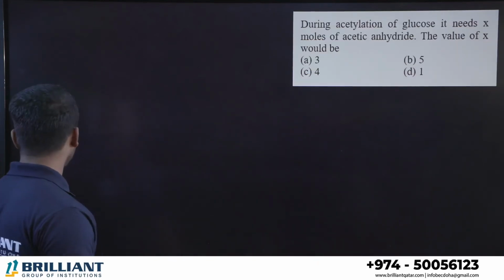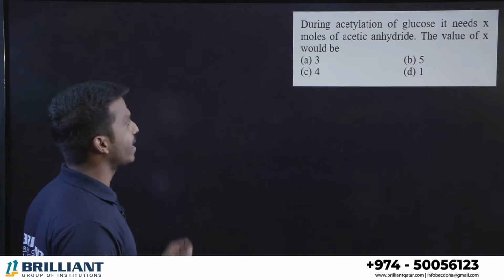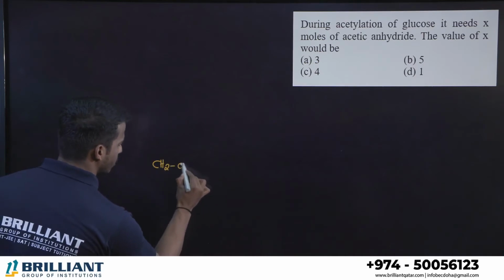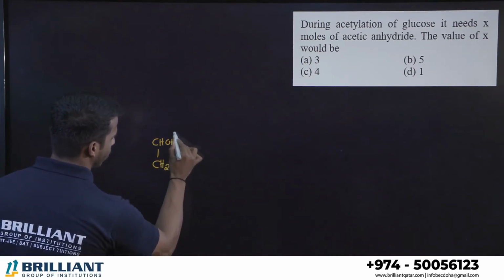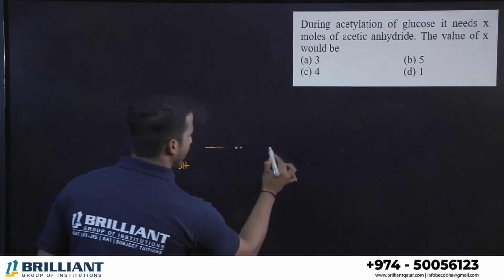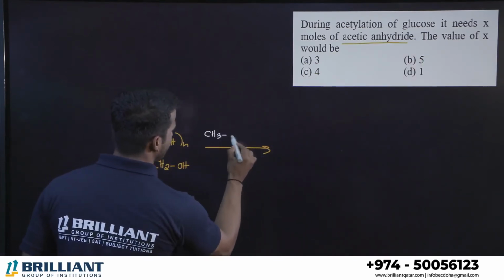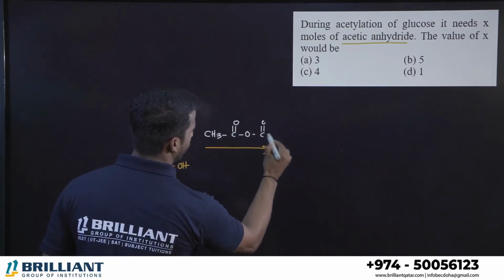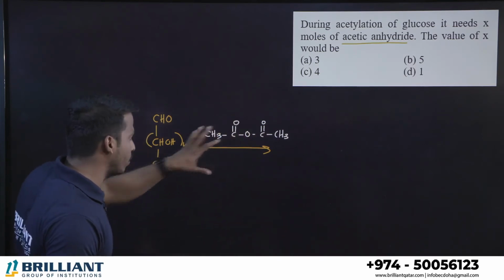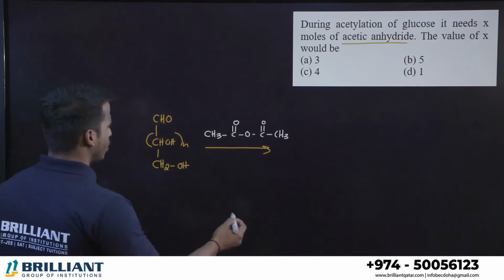Now, during acetylation of glucose, it needs X moles of acetic anhydride. What is the value of X? You know the general representation of glucose, CH2OH, CHOH 4 times and CHO. This is glucose. Glucose treated with what? Acetic anhydride. What is acetic anhydride? CH3CO-O-COCH3. This is called acetic anhydride. You know, acetic anhydride can react with the alcohol part, not aldehyde. Anhydride can react with the what? Alcohol. Right.